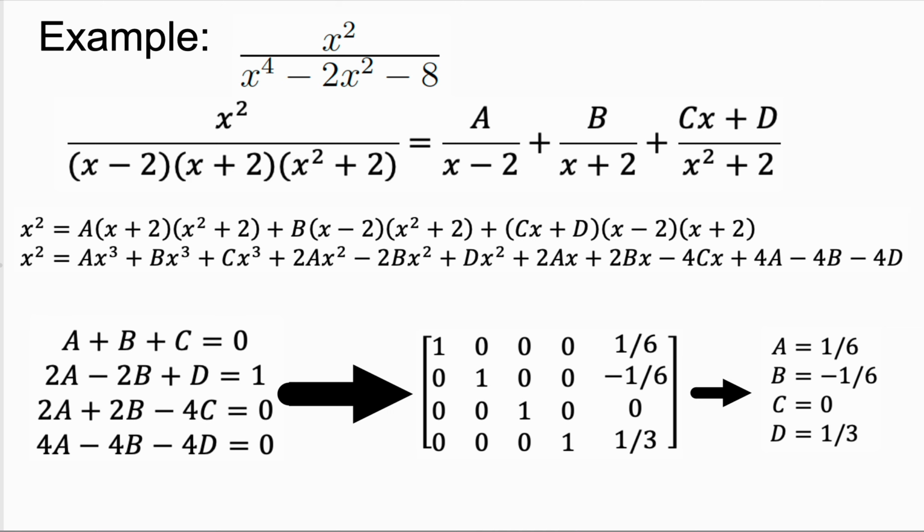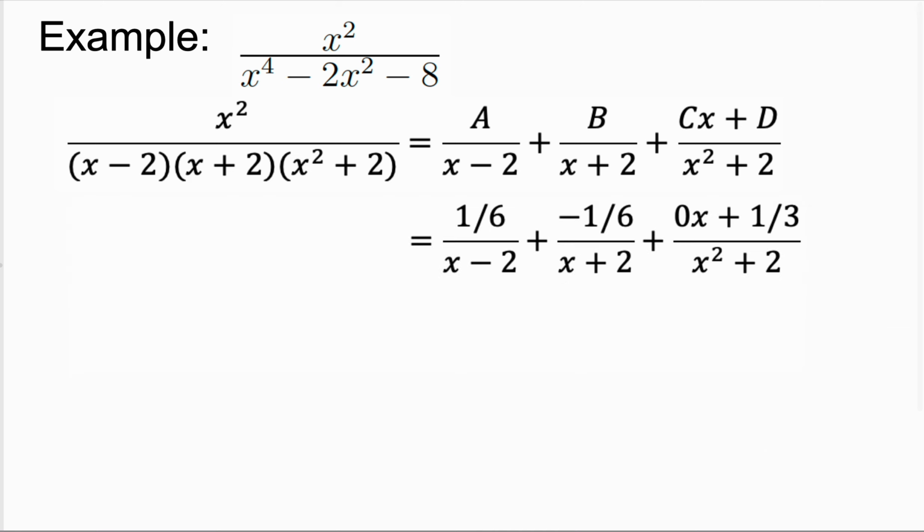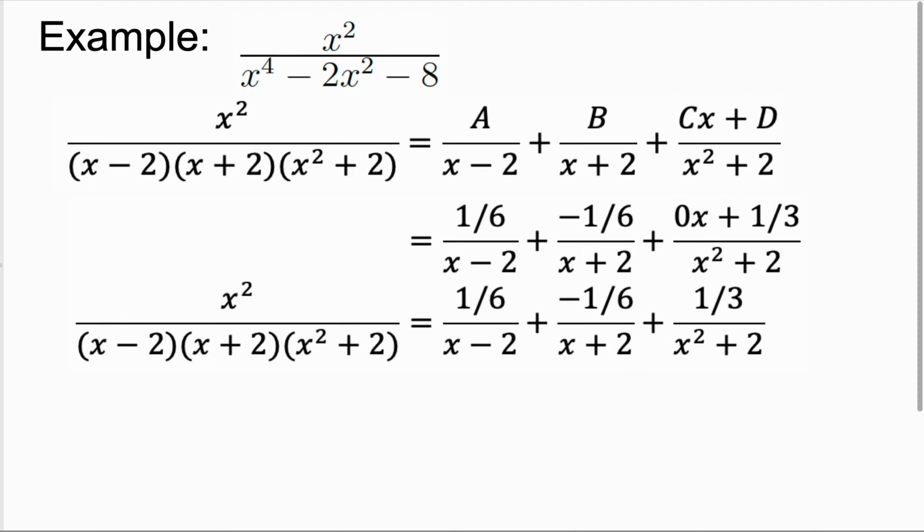Going back to our original partial fraction breakup, we can now plug those values in. Note that we originally expected to have a C value. We do, it's 0, but we can simplify the equation down so that it's simply 1/6 over x minus 2, a negative 1/6 over x plus 2, and a 1/3 over x squared plus 2.